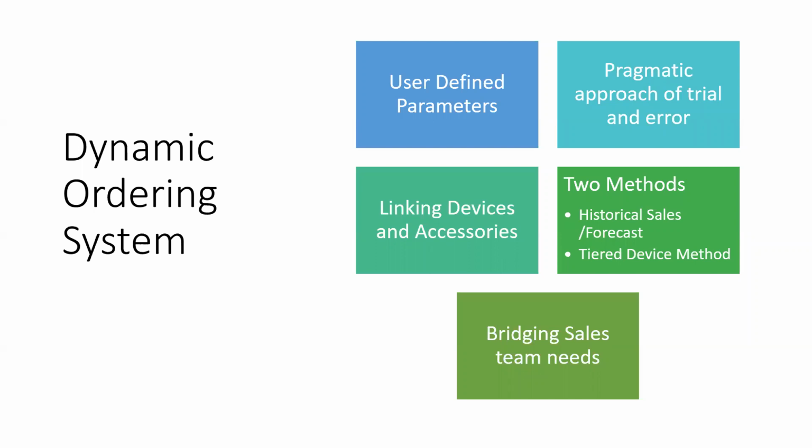A dynamic ordering system in the wireless business, when it comes to accessories, should allow you to have user-defined parameters. What I mean is that the user, the purchasing manager, should be able to say, I'm going to have this X amount of days on hand of inventory for this specific category, whether it's accessories or devices. Or for my top selling items, I want 30 days worth of inventory versus only 10 days worth on my slowest moving items. That allows the purchasing manager to decide what they want to order.